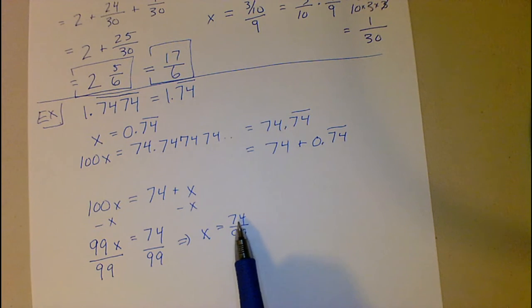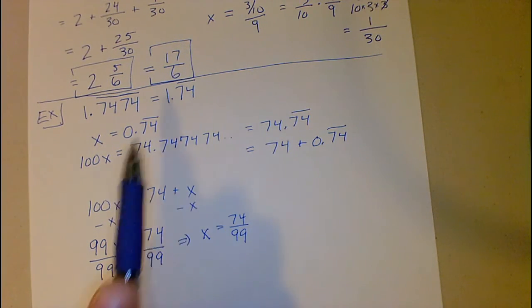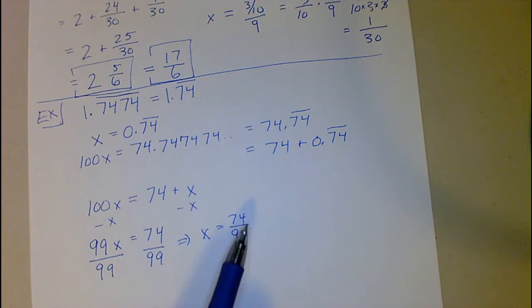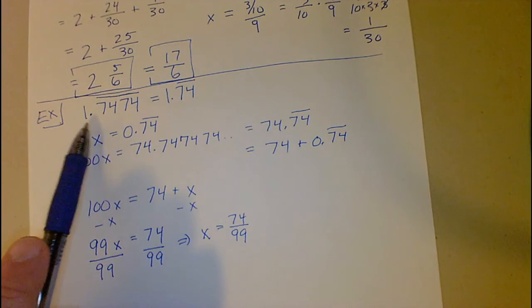So since 11, the sum of these digits, is not divisible by 3, then this whole number 74 is not divisible by 3. 11 goes into 99, but 11 doesn't go into 74. 9 goes into 99, but 9 does not go into 74. And that's pretty much it, except for 99 itself, which clearly does not go into 74. So this is the reduced fraction version of 0.74 repeating. But that's not the number.